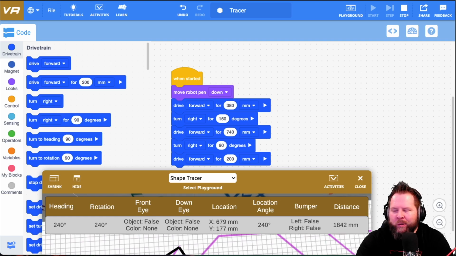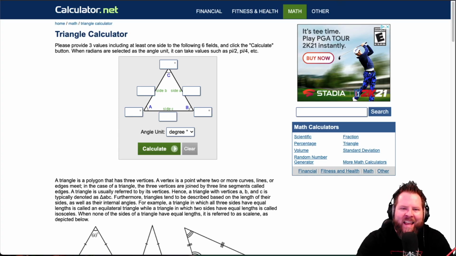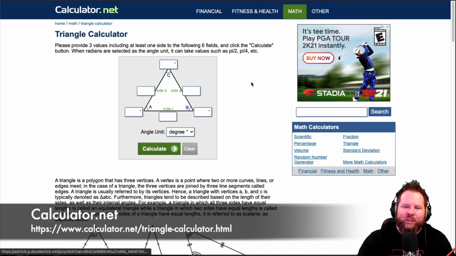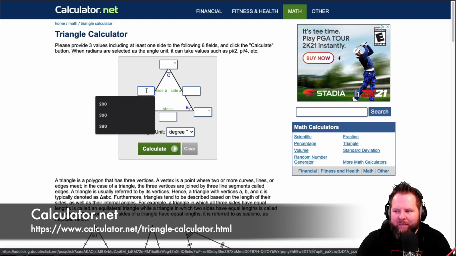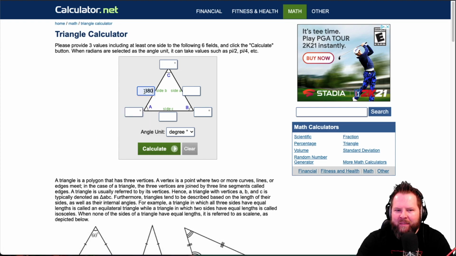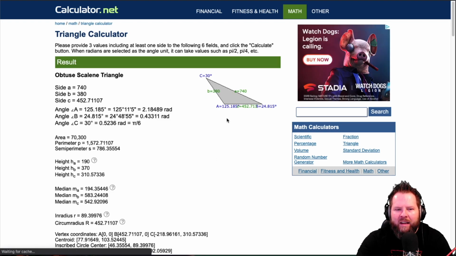So a quick Google search finds calculator.net, and calculator.net has a triangle calculator. So check this out. If I put my 380 length of side, they're calling it side B here, it's fine. And then up here, if I do my 30-degree angle, and then right here I do my 740 length, it's going to fill in these other pieces of information. Watch this. Calculate. So it actually gives me all this information.